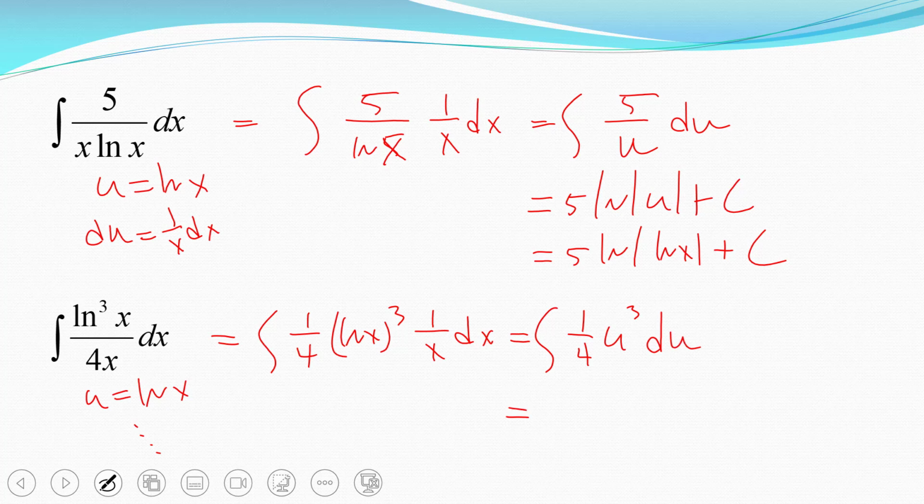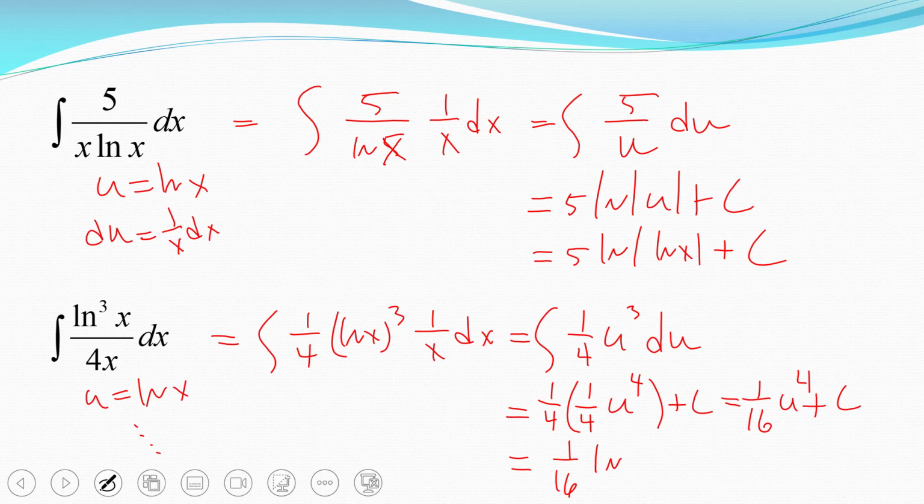So that would then be, you'd get 1/4, take the u, increase the power, multiply by the reciprocal of the power, and add c. So the answer then is 1/16 u to the 4th plus c. But we can replace what u is, so that this then equals 1/16 times the natural log of x to the 4th power. You put the 4 there. And then plus c. That's the answer. That's the antiderivative. So now you see, if you ever see a logarithm, natural logarithm, other logarithms in an integration, one of the first things you almost always try is just make u be that and see what happens.